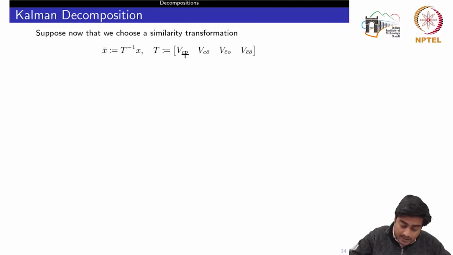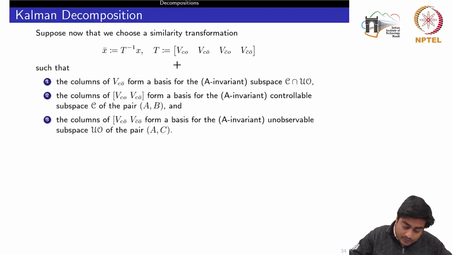It is pretty much obvious that if C is without bar, then it belongs to the controllability, and if it has a bar, then it is uncontrollable and unobservable. Okay, so the columns of this VCO bar form a basis for the A invariant subspace, which is an intersection of the controllable subspace and the unobservable subspace, right? This is what VCO bar denotes. C is the controllable, and O bar is unobservable, and I want the intersection of these two subspaces.